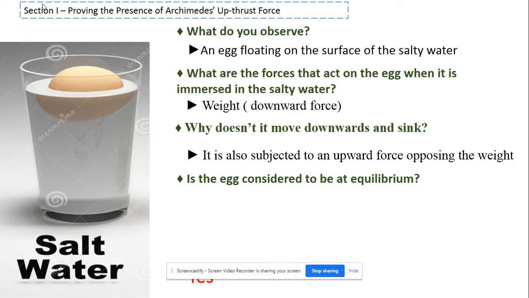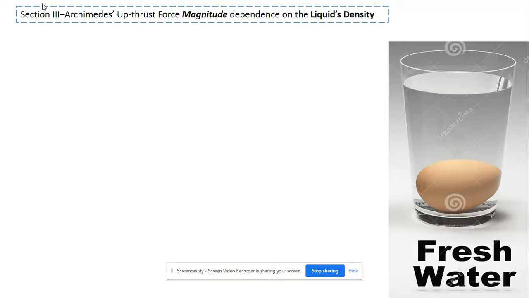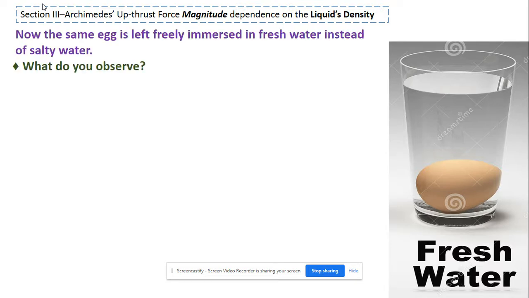In this video, we are going to study the third section, which is Archimedes' upthrust force magnitude dependence on the liquid's density. Now, the same egg that was used in the previous part is left freely immersed in fresh water instead of salty water. So what do you observe? Unlike the previous case in the salty water, the egg here sinks down to the bottom instead of floating on the surface of the fresh water.